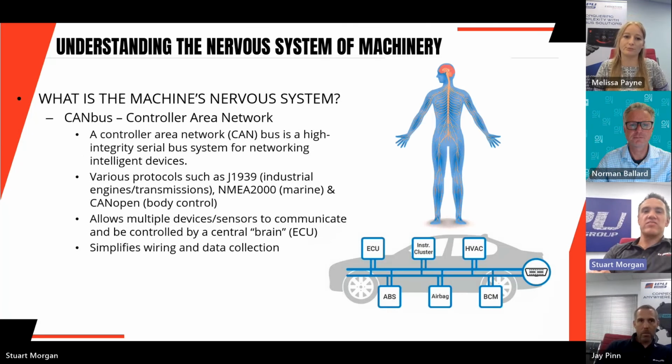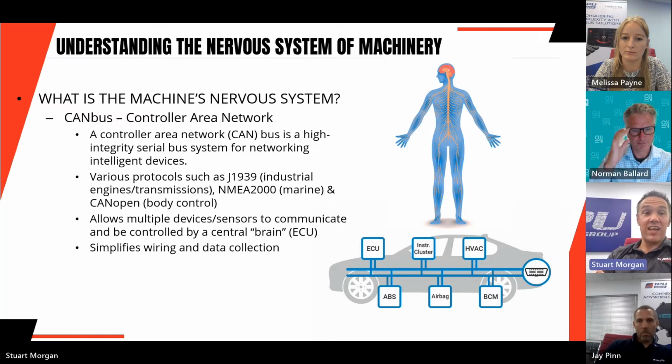Everybody knows about the body's nervous system. It's basically bringing in information from various parts of your body into the brain for the brain to take that information, compute it, do stuff with it, etc. Basically, the CAN bus, or controller area network bus, as it's properly known, does exactly the same thing.